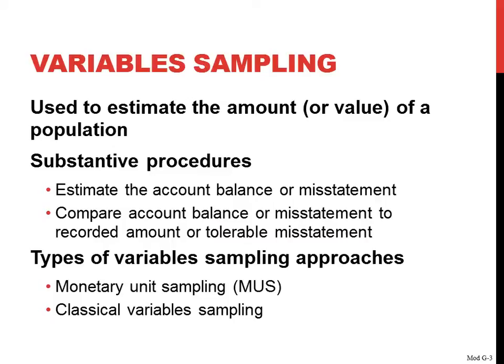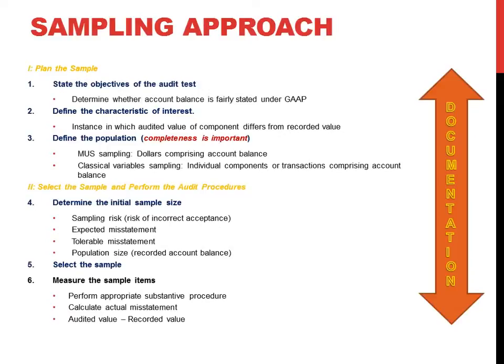There are two types of variable sampling approaches: monetary unit sampling and classical variable sampling. I'll briefly mention what we mean by classical variable sampling, but our focus is going to be on monetary unit sampling. Same approach in terms of sampling. You have to plan your sample. You then perform your sample and evaluate the results.